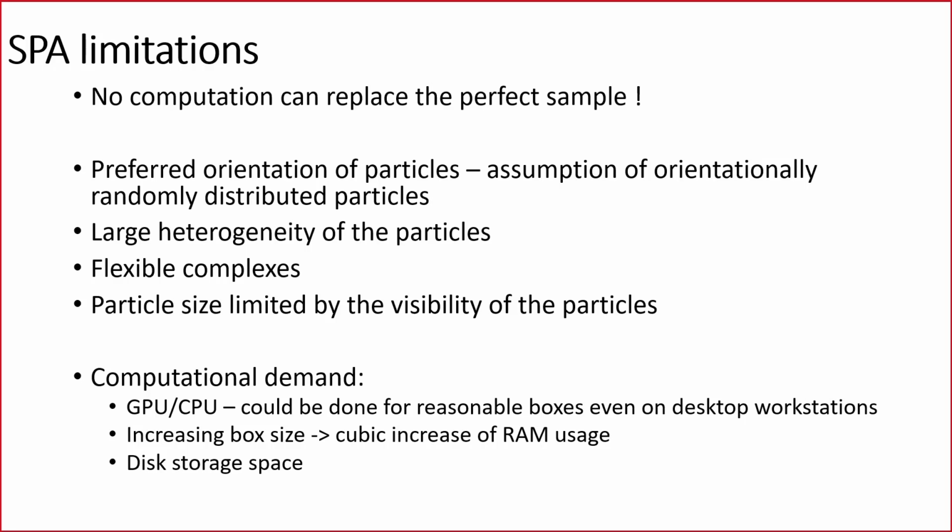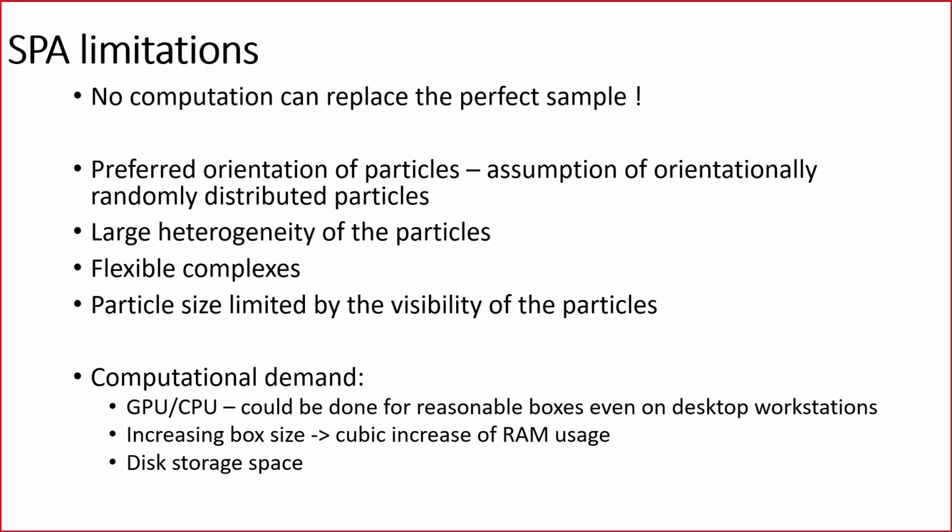SPA is limited by preferred orientation of the particles. We assumed at the very beginning of our lecture that we have evenly, randomly distributed orientations, all possible orientations of the particles in the ice. This is rarely the case. This can sometimes be overcome by the symmetry of the particles when they have a certain symmetry. Yet preferred orientation is sometimes a wet lab problem, where you need to find a proper sample preparation which will avoid these preferred orientations.